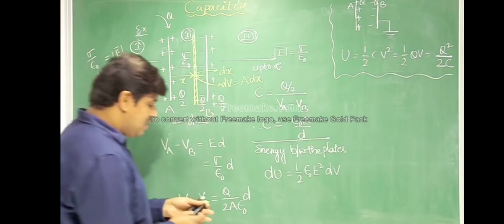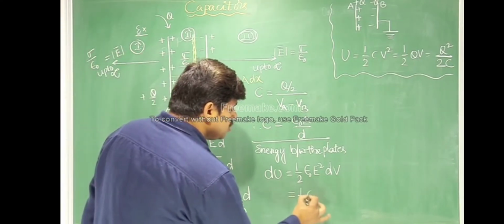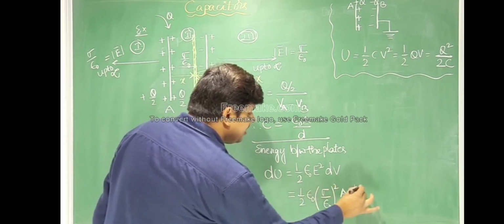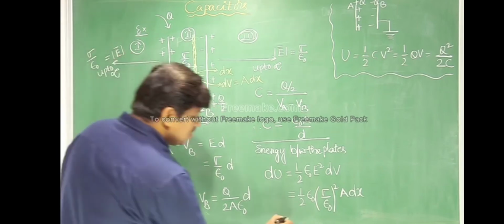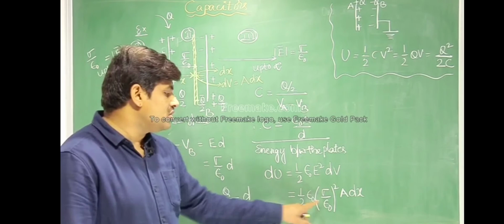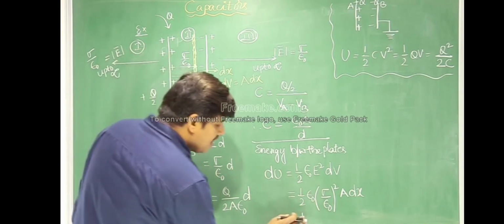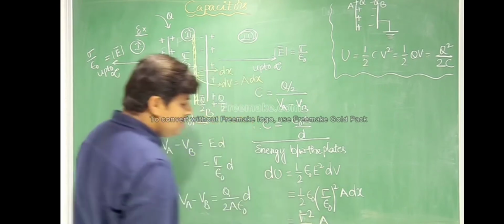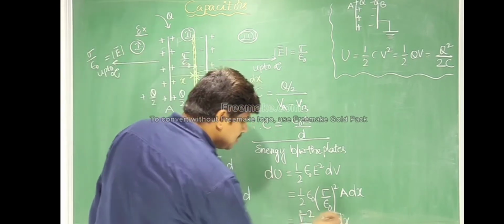Now, dear students, here this will become half epsilon naught E square. E square is sigma by epsilon naught whole square into dV. dV is nothing but A dx. So this will become 1 by 2 epsilon naught sigma square, because epsilon naught square and epsilon naught get cancelled. Sigma square, I write over here like this. And this is A dx, here I am writing dx. This is said to be dU.